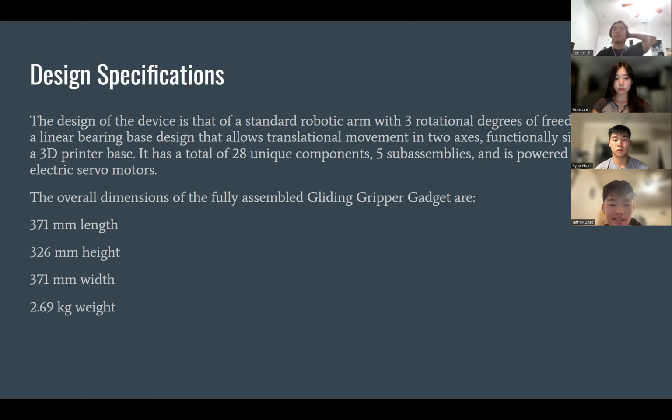All right, next is the design specifications. The design of the device is that of a standard robotic arm with 3 rotational degrees of freedom, with a linear bearing base design that allows translational movement in 2 axes, functionally similar to a 3D printer base. It has a total of 28 unique components, 5 sub-assemblies, and is powered by 6 electric servo motors. The overall dimensions of the fully assembled gliding gripper gadget are 371 millimeters in length, 326 millimeters in height, 371 millimeters in width, and 2.69 kilos in weight.